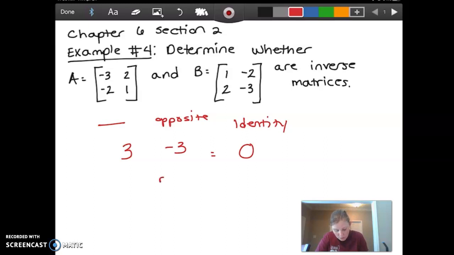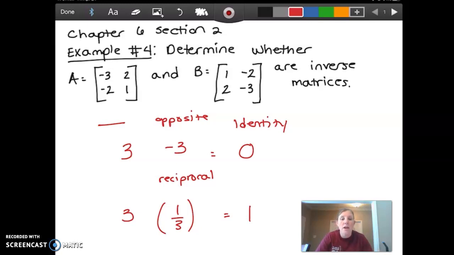Similarly, if I'm solving for the reciprocal, then I would say that would be 3 times what is the reciprocal of 3, which would give me the multiplicative identity of 1. So 3 times 1/3 gives me 1, therefore 1/3 is the reciprocal, okay?